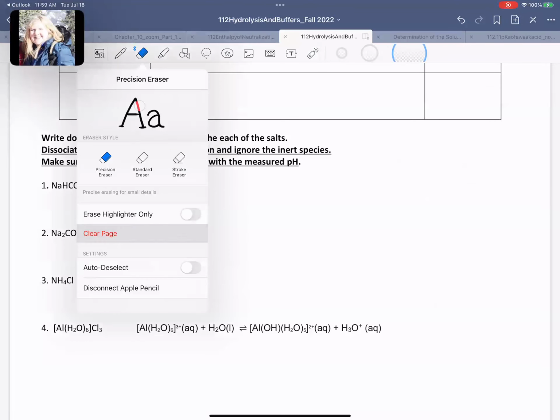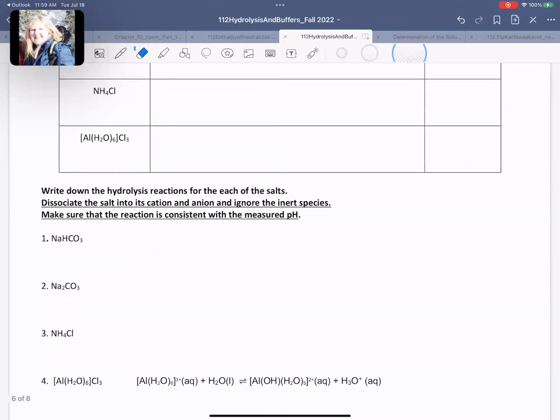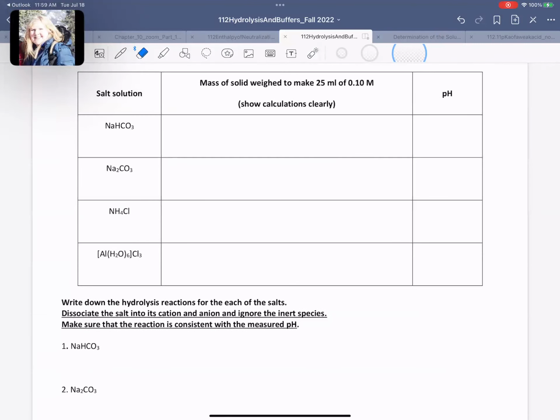All right, so we're looking at our hydrolysis and buffers lab. We know that we took our salt solutions, we weighed some out, we put enough of these in 25 mL of deionized water to make a 0.1 molar solution, and we recorded our pH. I'm going to consider ammonium chloride here for no particular good reason. We know that the pH when we did this was less than 7. Please use whatever value you measured.